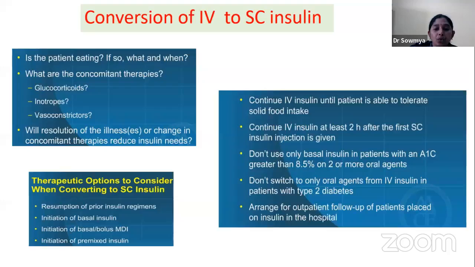And don't switch to only oral agents from IV insulin in patients with type 2 diabetes. And arrange for an outpatient follow-up of the patients placed on insulin in the hospital. Definitely, we have to ask the patient for review, at least after 1 week, to adjust the doses.